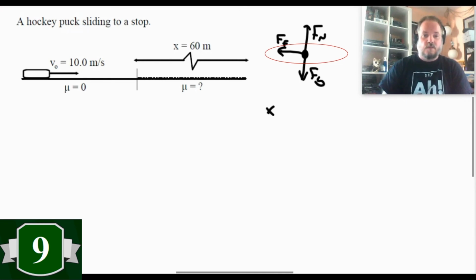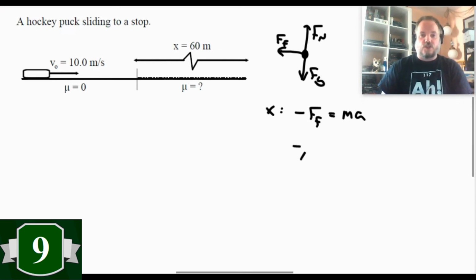The direction we're interested in is probably this one, so we could start in the x direction and say nothing to the right minus force of friction to the left equals, is it in equilibrium? No, it's slowing down, so equals ma. We're in good shape so far. We know the equation for the force of friction from our reference tables. Force of friction equals mu times normal force. And this equals ma. Cool. We don't know the normal force at the moment, but it is in our free body diagram.